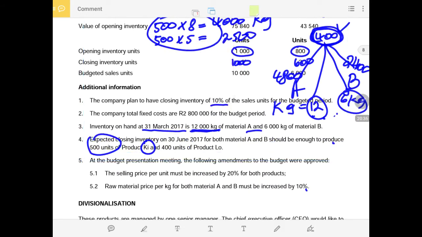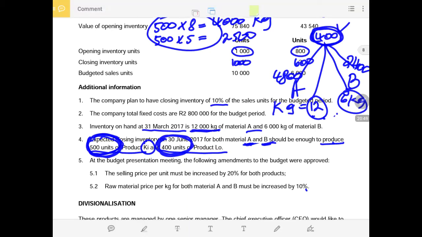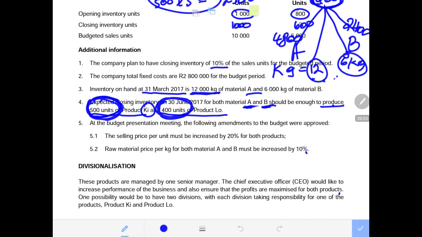Then it says, at the budgeted presentation meeting, the following amendments to the budget were approved. So there was a meeting that was held and a quorum was met. Then after the quorum was met, the members that were supposed to be there discussed. And in their discussion, they made the following amendments. That the selling price per unit must be increased by 20% for both products.